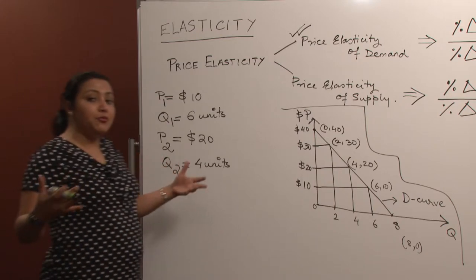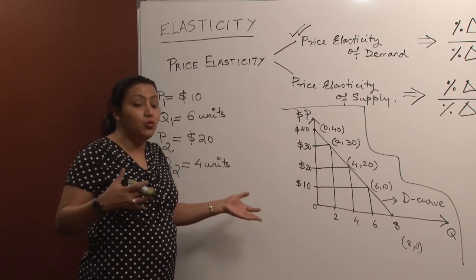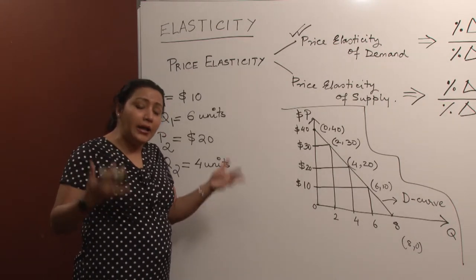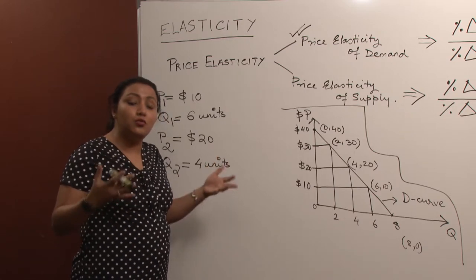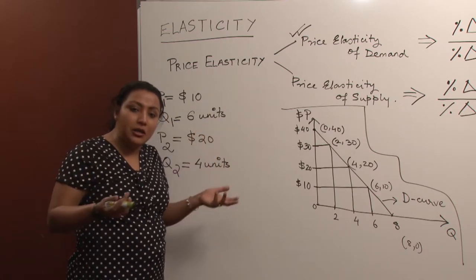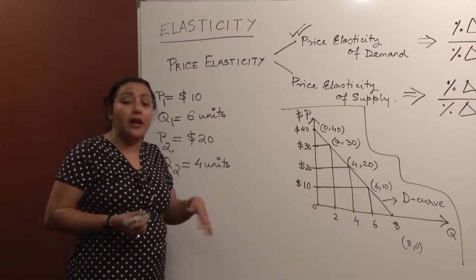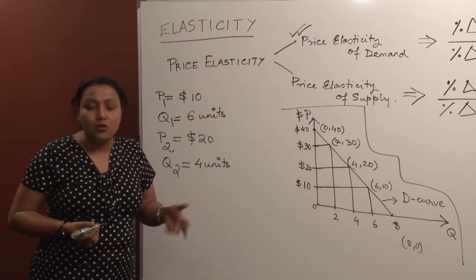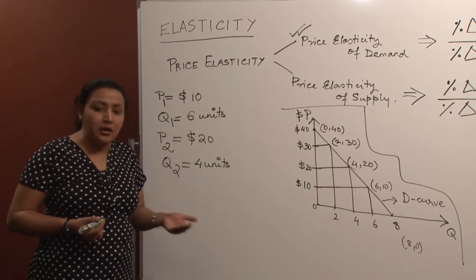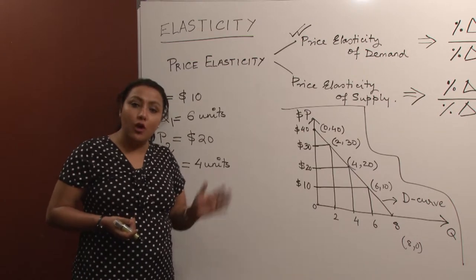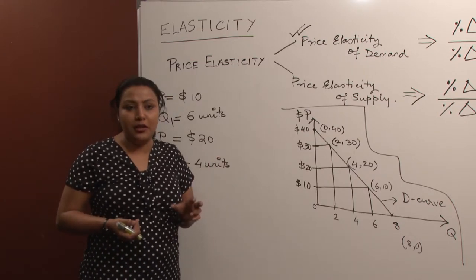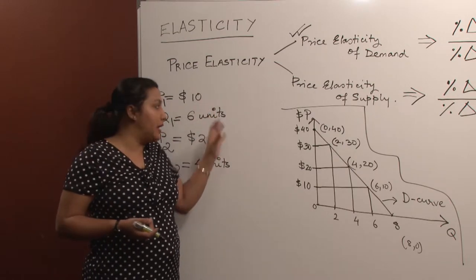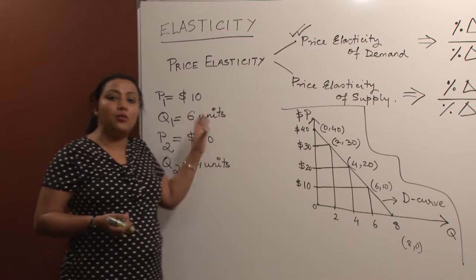Now, these are absolute numbers. $10 and 2 units are not comparable because they are in different scales. So, I need to find something which is unitless to tell me what the elasticity is. I have to find something which is independent of the scale of measurement, not based on the units of measurement. So, I will find the demand elasticity between these two price points and quantity points.